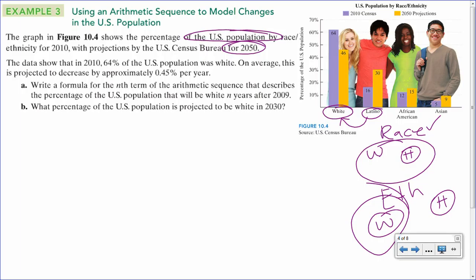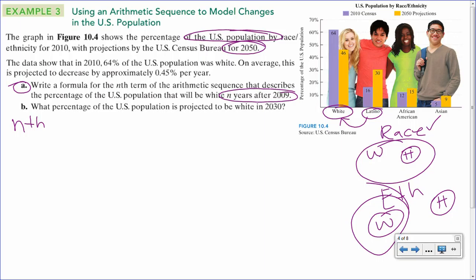Okay. All right. So we're gonna look at this problem and answer the questions. So first of all, we need to come up with our formula, the nth term of the arithmetic sequence that describes the percentage of U.S. population that will be white n years after 2011. Now you can notice this is a little outdated, so maybe we could Google what will be like the correct answer, no? To see if we're close.